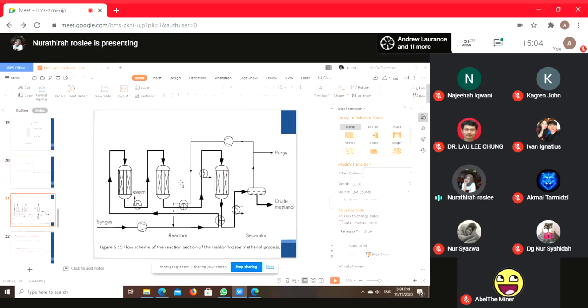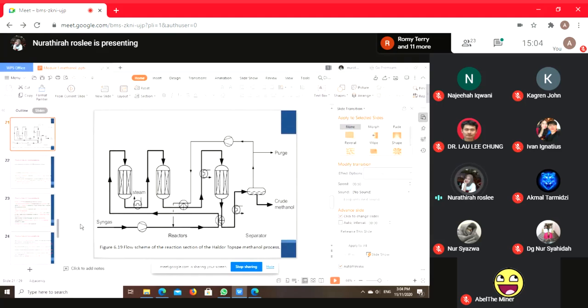Figure 6.19 is the flow scheme of the reaction section of the Haldor Topsoe methanol process. In this process, several adiabatic reactors are used, arranged in series. Intermediate coolers remove the heat of reaction. The syngas flows radially through the catalyst bed, which results in reduced pressure drop compared to axial flow. Crude methanol purification is similar to other processes.